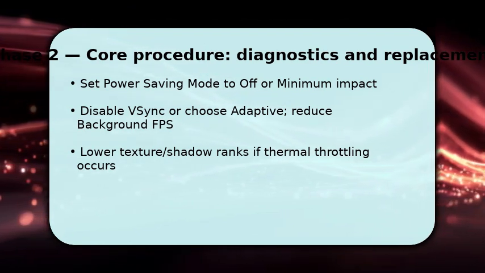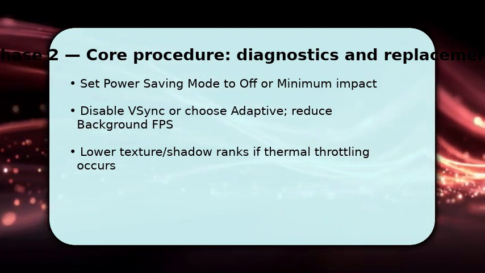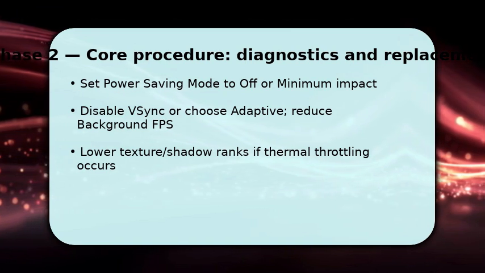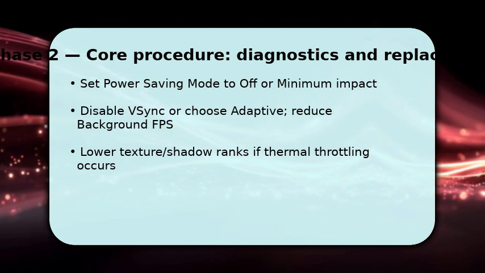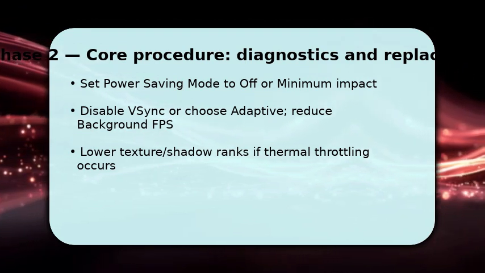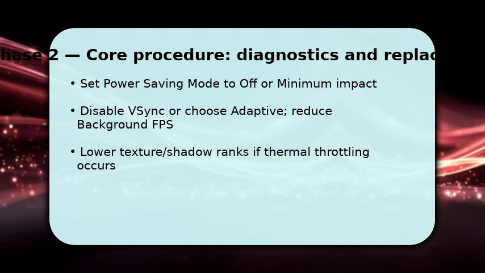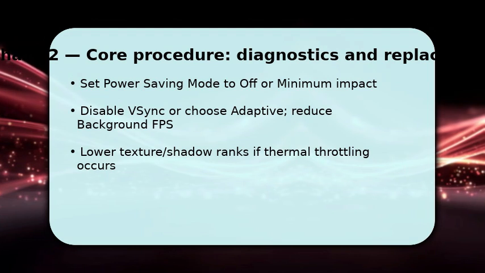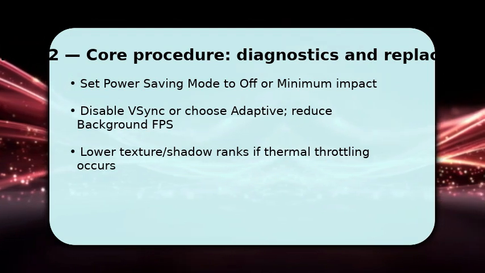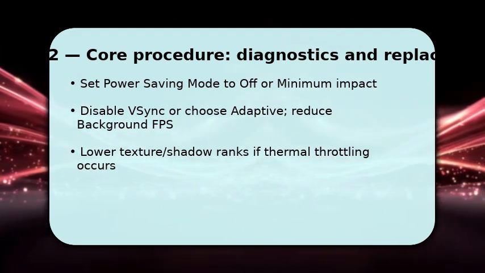Next, disable VSync or pick adaptive to reduce frame pacing issues and set background FPS lower so the game conserves energy when unfocused. If you still see slowdowns, lower texture and shadow quality. This reduces GPU load and helps avoid thermal throttling, which is often mistaken for power save interference.